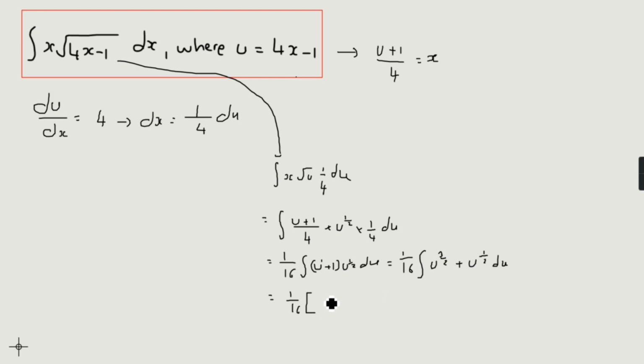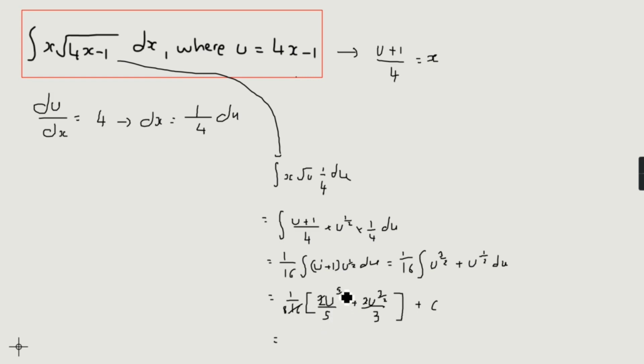You add 1 to the power and divide by the new power, so we've got, add 1 to the power is 5 over 2, divided by the new power, divided by 5/2, that's the same as multiplying by 2/5, isn't it? Add u to the power of a half, so add 1 to the power, we've got 3/2, divide by 3/2, well that's the same as timesing by 2/3, and don't forget to add c. Well, these 2's cancel out with this 16, just left with an 8.